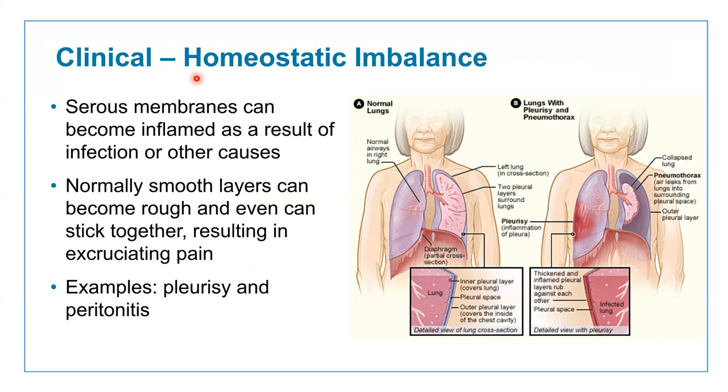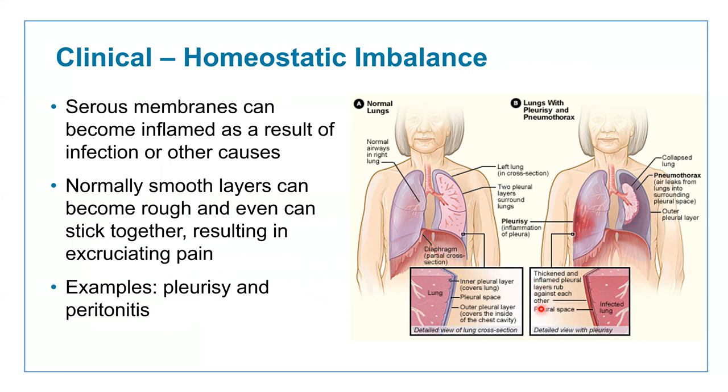Here's some clinical application. Serous membrane can become inflamed as a result of infection or some other causes. So normally smooth layers can become rough and even stick together, resulting in excruciating pain. An example would be pleurisy and peritonitis. Pleurisy is inflammation of the pleura.